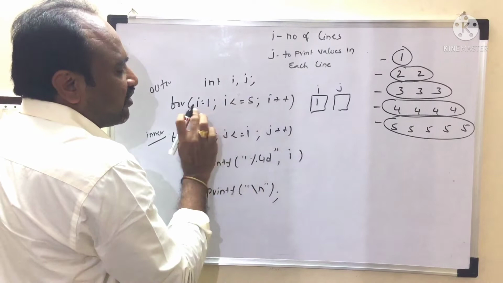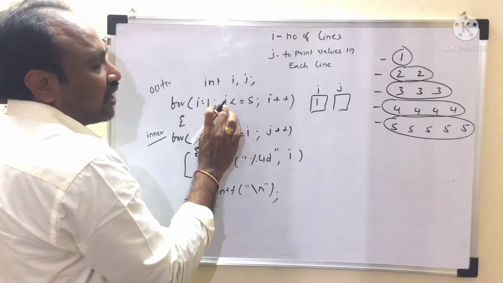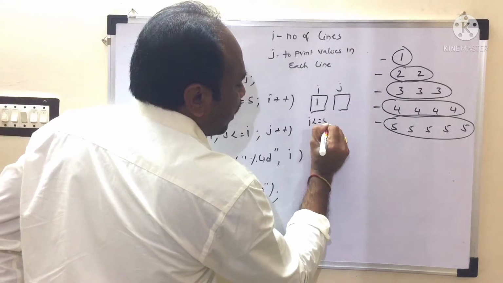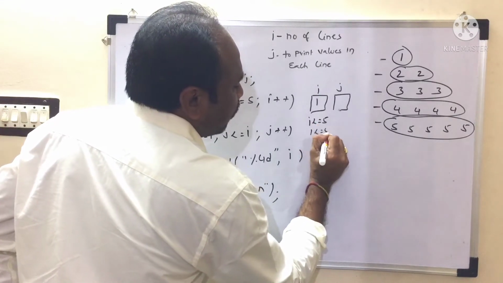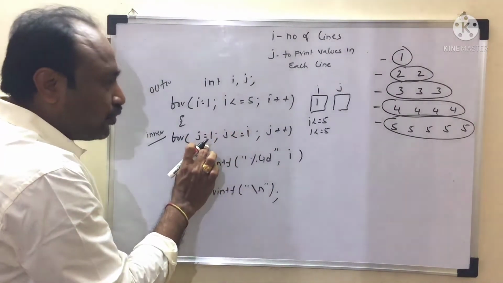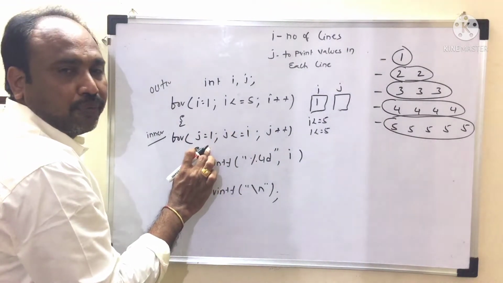First you take the initialization, I value 1. Check the condition, I less than or equal to 5. 1 less than or equal to 5, condition true. If the outer for condition is true, then go to the inner for loop.